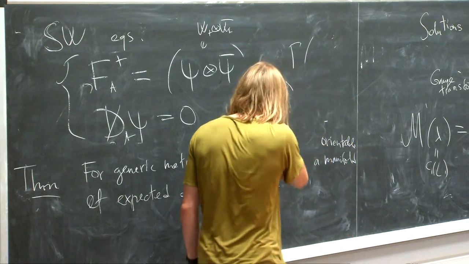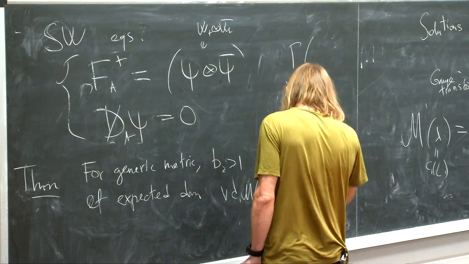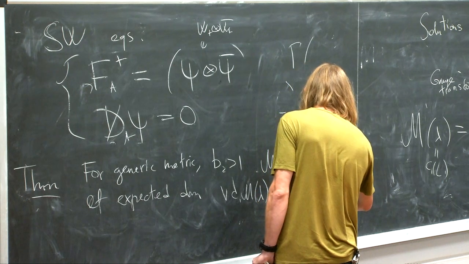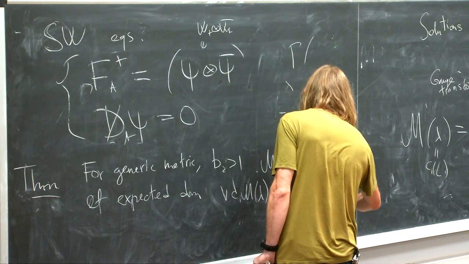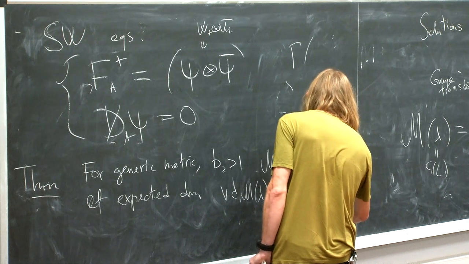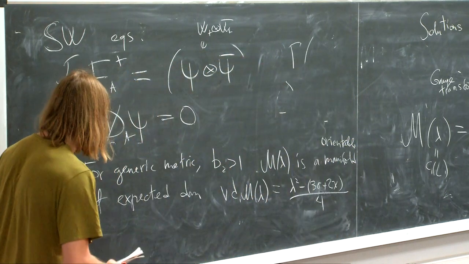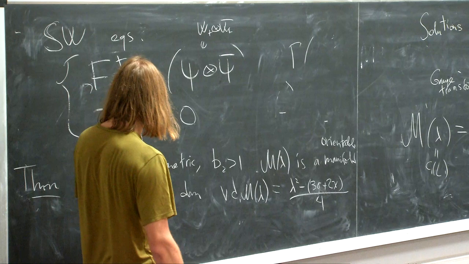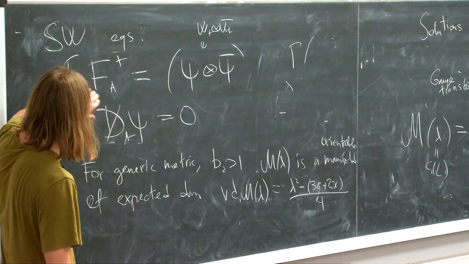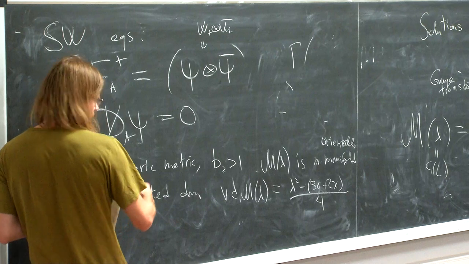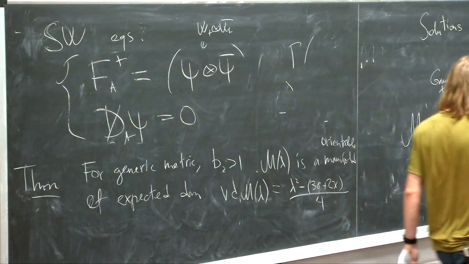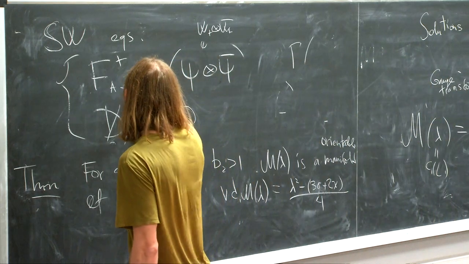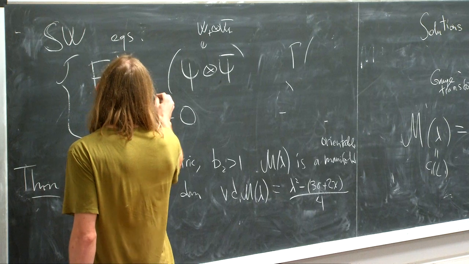Which can be given by the index theorem, it's given by the following formula: lambda square minus 3 sigma plus 2 kappa divided by 4. But okay, sometimes it's not convenient to work with a generic metric, so instead of considering a generic metric, people consider a certain perturbation. They add a generic perturbation, which is some self-dual two-form.